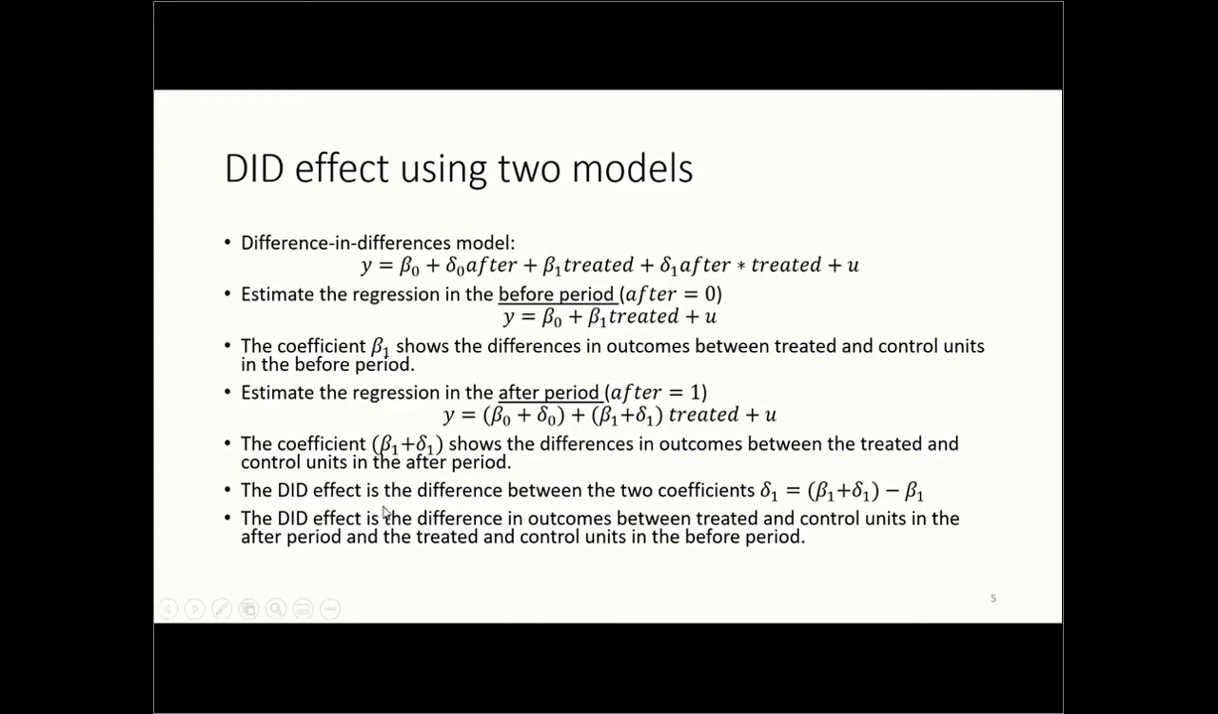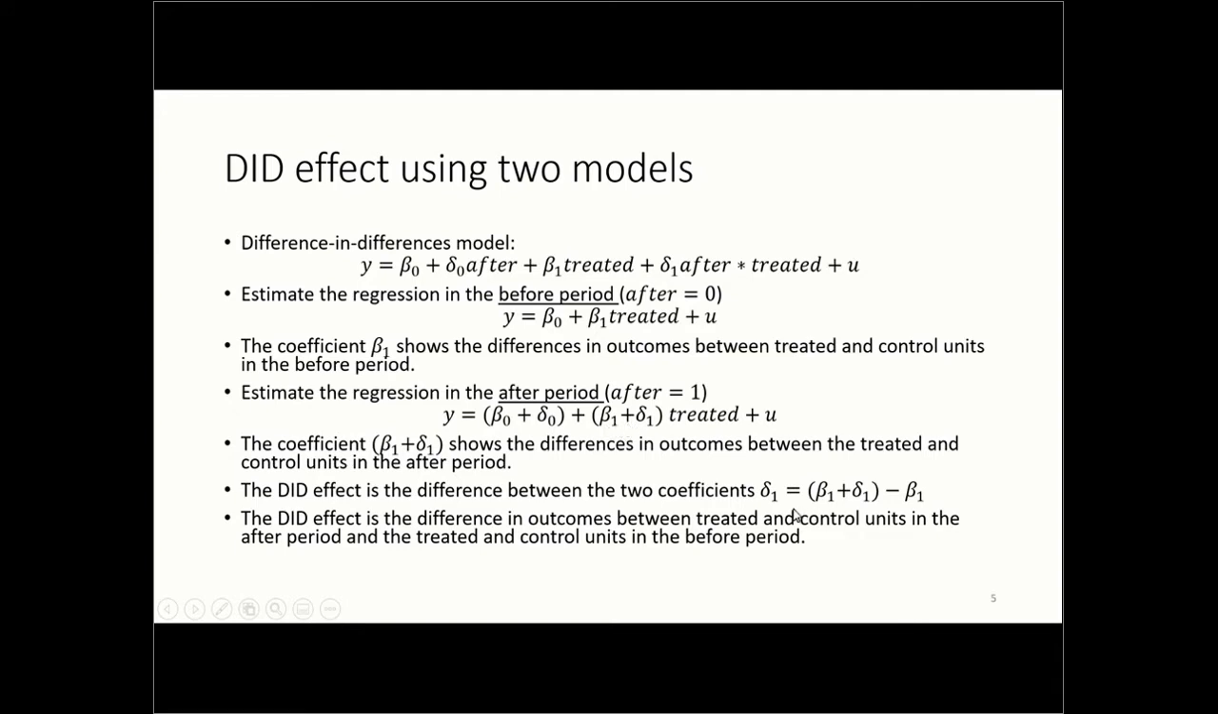And the difference in differences effect would be the difference between the two coefficients here. So here we would have the after minus the before, and that would be delta 1. Now notice that this coefficient here is already a difference between the treated and the controlled units. That's the definition of this dummy variable. And here is already the difference of the treated and controlled units in the after period.